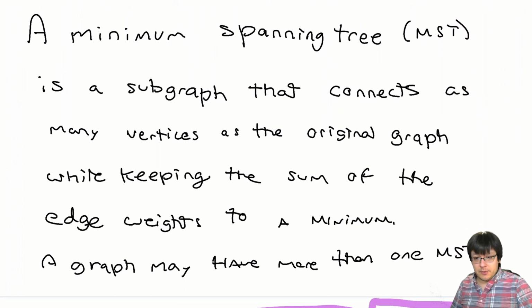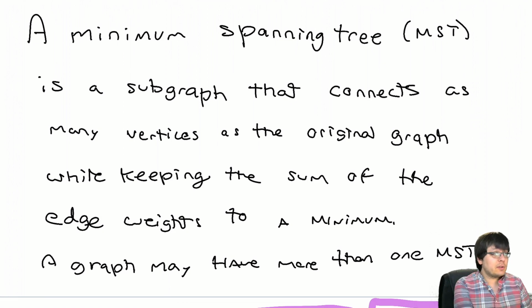So what is a minimum spanning tree? A minimum spanning tree is going to be a form of a graph. I know the word tree is a little bit misleading, but it's typically considered a graph. In fact, any tree is a graph, actually. But it's a subgraph that connects as many vertices as the original graph that you were given, but it keeps the sum of the edge weights, so we're talking about a weighted graph, to a minimum. And because of this, it is possible that there may or may not be more than one minimum spanning tree per a given graph. Okay?